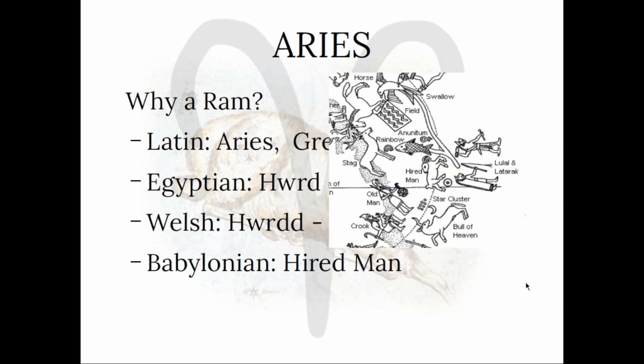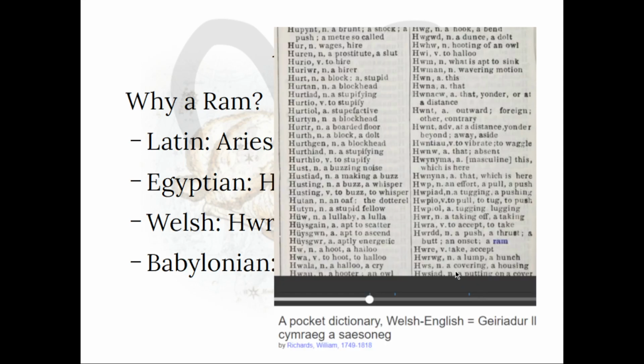Let's zoom in again, and we can see the ram of Aries. There's the bull, there's Pisces, and it's looking backwards, and it's called the hired man. I wonder why it's called the hired man. Well, when we looked in our Welsh dictionary, we had Hurth, Hur, a taking off, an onset, a ram, and over here we have Hur, to hire.